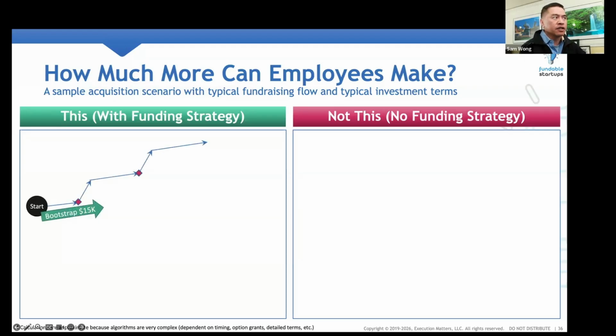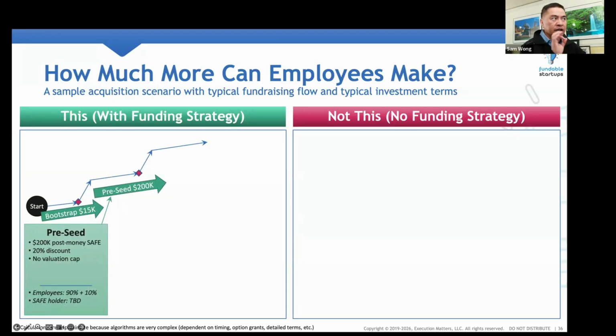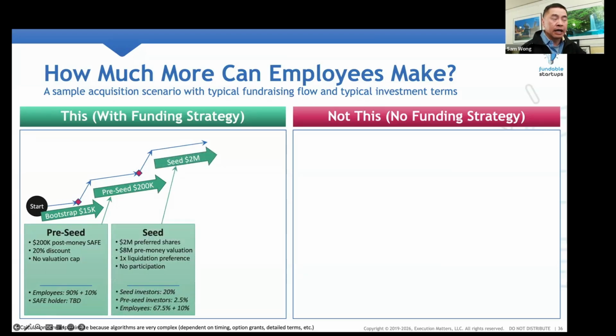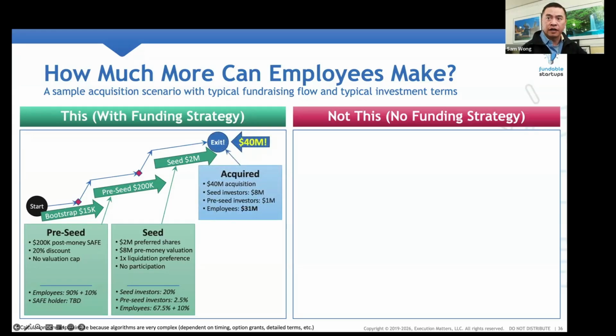So if we have a fictitious company with a specific growth path, and this particular company studies and understands what their inflection points are, they go ahead and raise the right amount at the right time. And by doing so, they get great terms. Let's assume, for the sake of illustration, this company gets an early acquisition offer for $40 million and they accept it. So that's great.